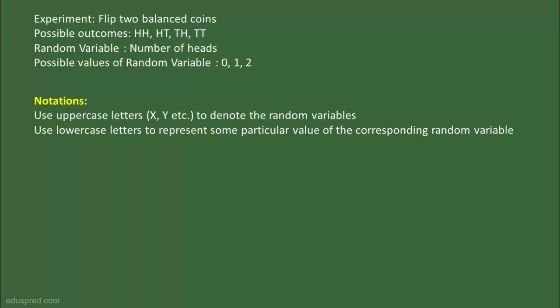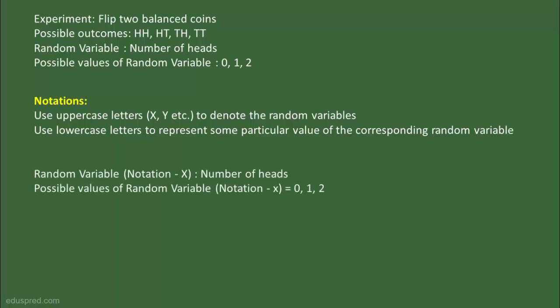Generally we denote the random variables by uppercase letters. So it could be capital X, capital Y and so on. And we use the lowercase letters to represent some particular value of the corresponding random variable. So in our example, capital X is the random variable. It represents the number of heads and small x can be equal to 0, 1 or 2 depending on the outcome. I hope this much is clear.